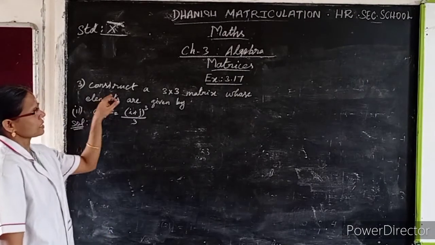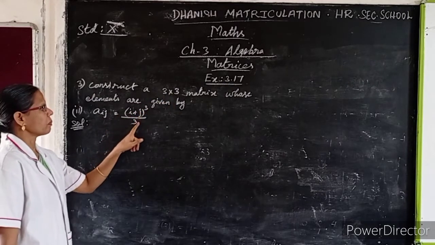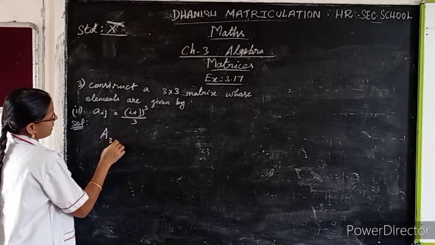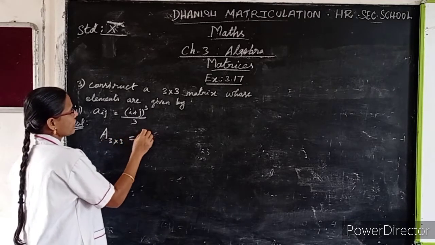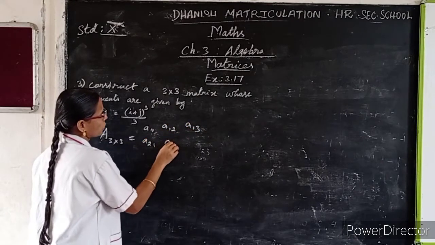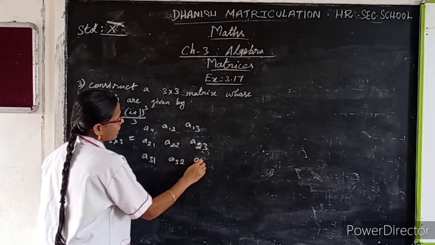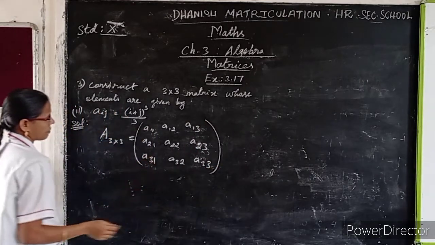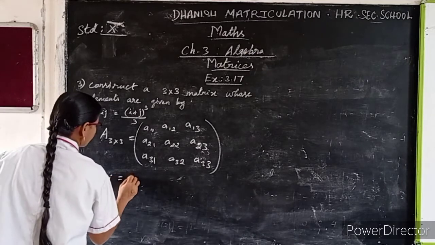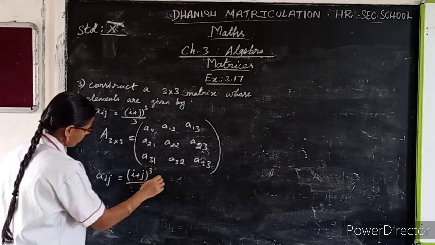Now second subdivision, consider a 3 by 3 matrix for Aij equal to (I plus j) whole cube divided by 3. A 3 by 3 is A11, A12, A13, A21, A22, A23, A31, A32, A33. Next, the general form is Aij equal to (I plus j) whole cube divided by 3.